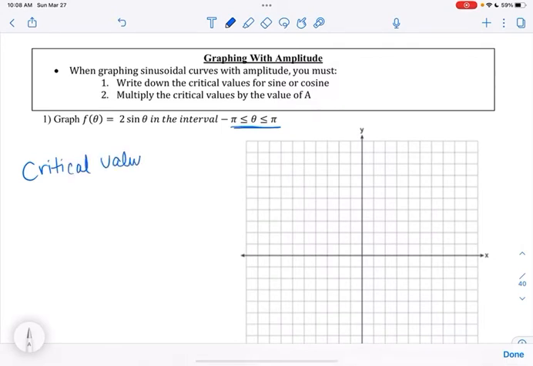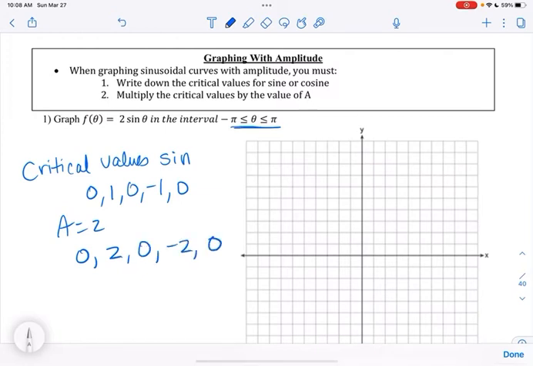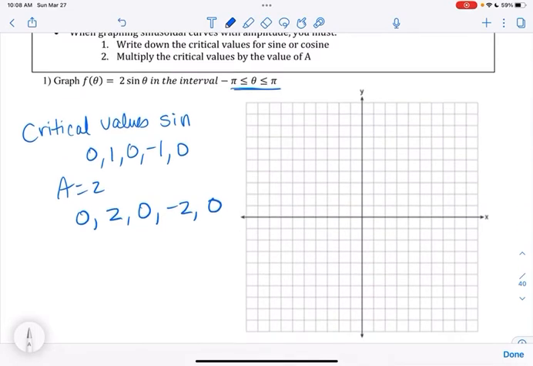So my critical values, this is a sine graph, right? The critical values for sine start at 0. Critical values for cosine start at 1. The amplitude is 2, so my new critical values are going to be 0, 2, 0, -2, and 0. Now we're working in radians here, so this is going to be for 0, this is going to be for pi, which is 180, this is going to be for 2 pi.